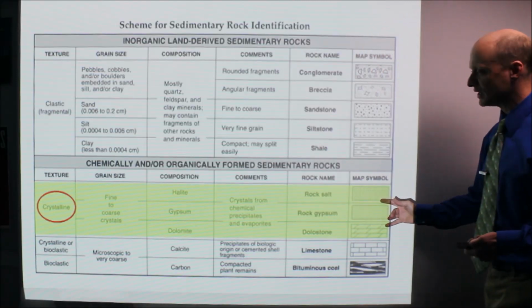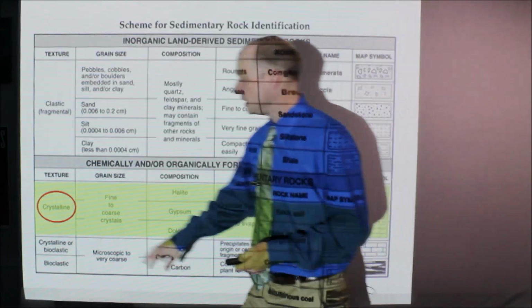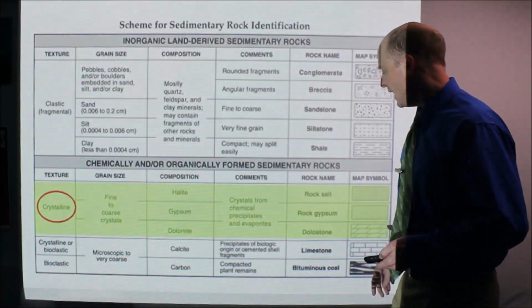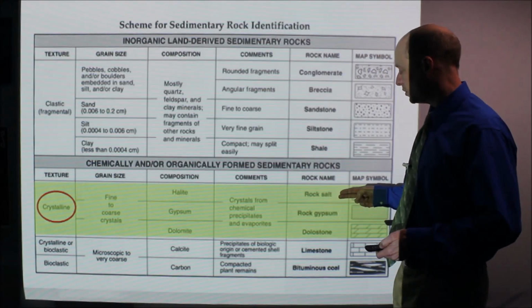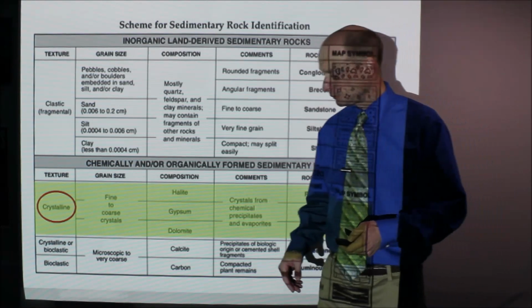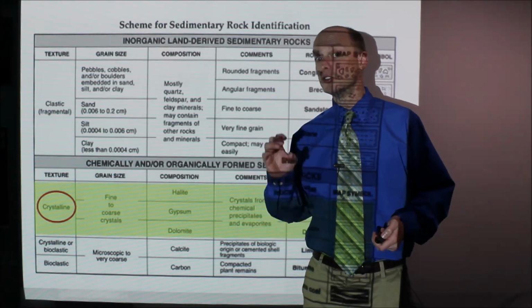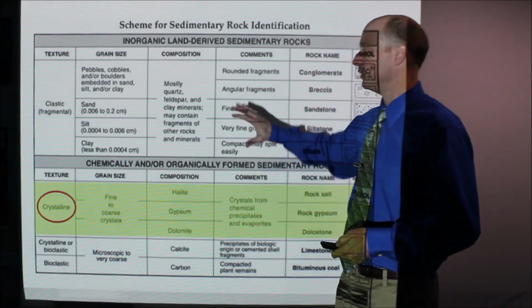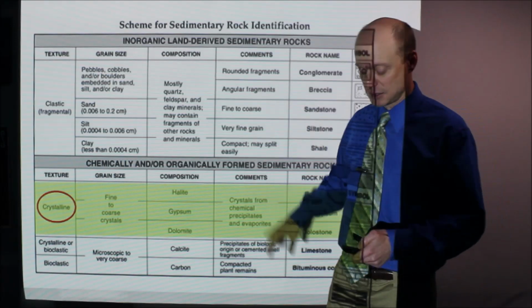And you see them on the reference table here. Okay, so the texture here is crystalline. And the examples that we're going to use are rock salt, rock gypsum, dolostone. Those are a little harder to tell when you have them in your hand. They're not as obvious sedimentary rocks as these.